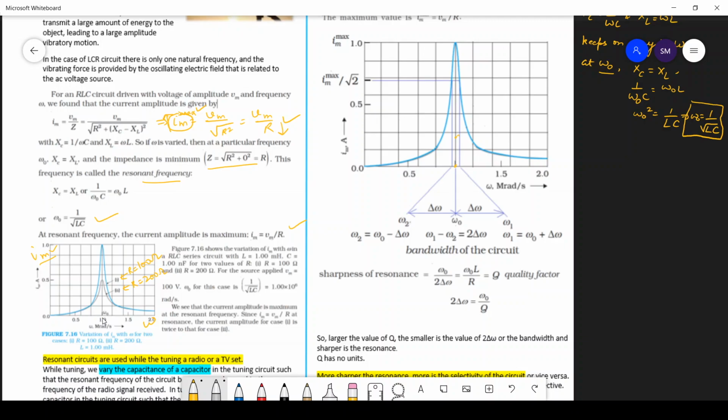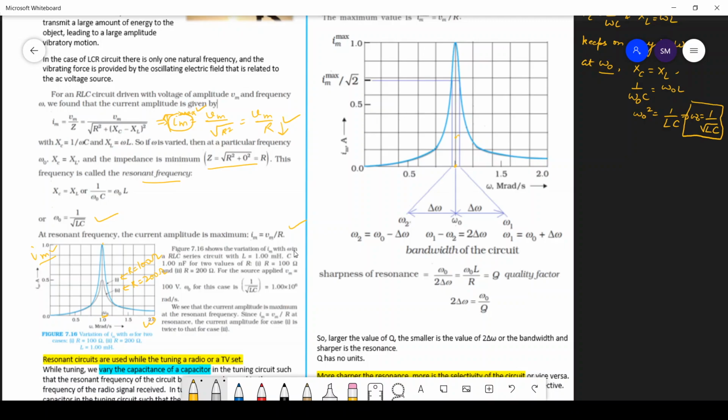And this is the omega naught 1. This is mega radians per second. The unit of angular velocity is radians per second, so mega means 10 raised to the power 6 radians per second. At this resonant frequency Im, on the y-axis we have Im, and Im is maximum at resonant frequency. So this is what is written over here also.